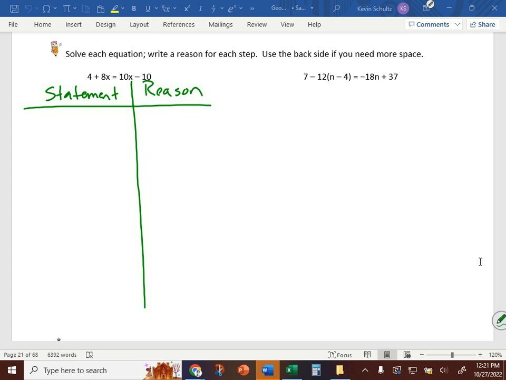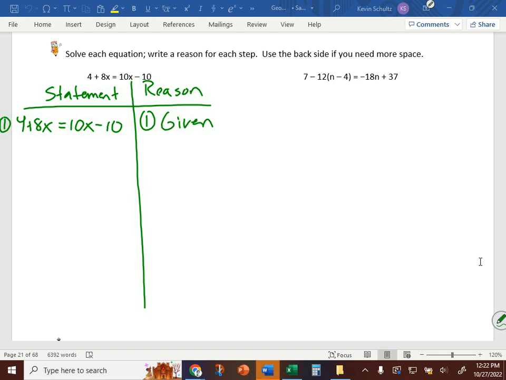Okay. And the first reason of any proof should be what you're given. What is the information you are told, you are provided? Which in this case is the equation that we're starting with, right? Our first statement is 4 plus 8x equals 10x minus 10. Why? Because that's what we're given. Every proof should start with a given statement.